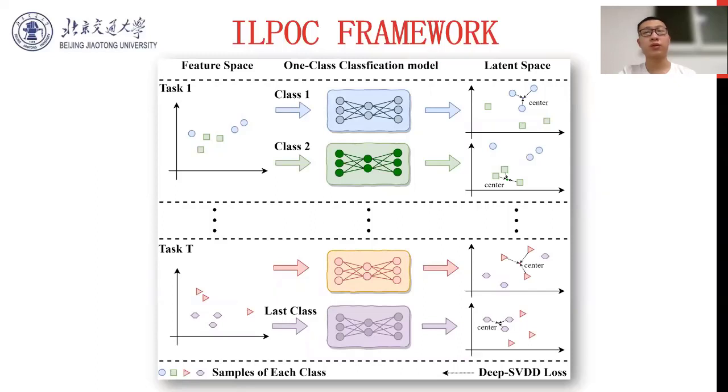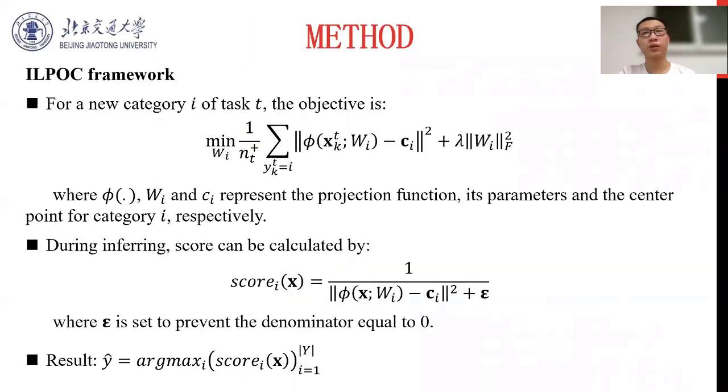This is the framework of our incremental learning based on parallel one-class classifiers. We train a specific one-class classifier for each category and use their outputs to represent a confidence score. Specifically, we choose Deep SVDD as our basic one-class classification model. It uses a neural network to project samples from a feature space to a latent space and requires them to be close to a center point. And directly, we choose the category with the highest score as the prediction result.